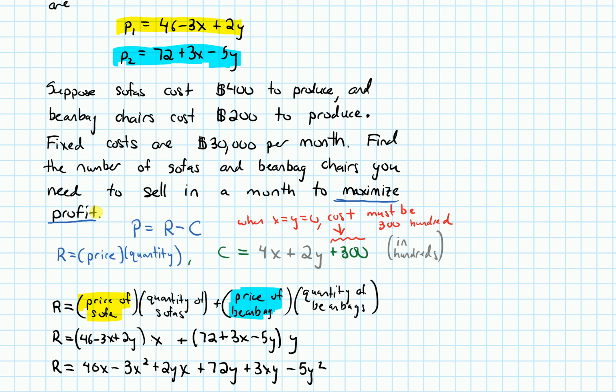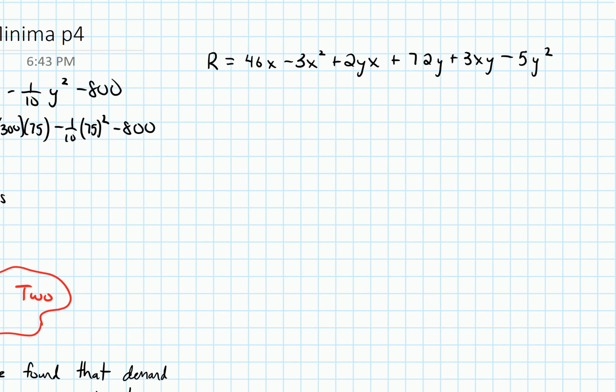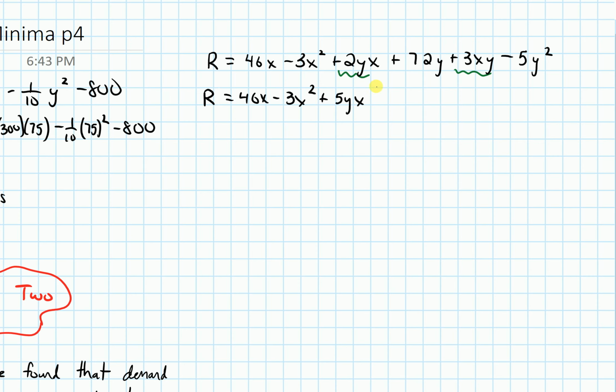Alrighty, so we have the revenue, we have the cost. We are now ready to write down the profit. So here was our revenue one more time. I could simplify this because I have these two like terms, 2yx and 3xy. So we get that revenue is equal to 46x minus 3x squared plus 5yx, combining those terms, plus 72y minus 5y squared.